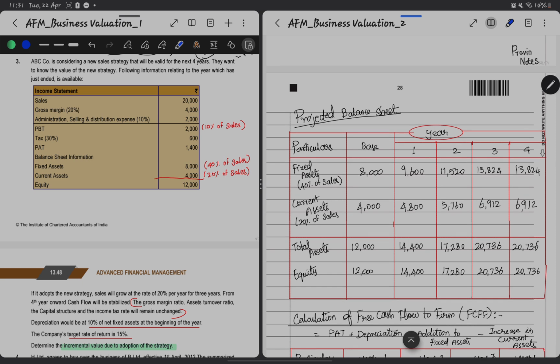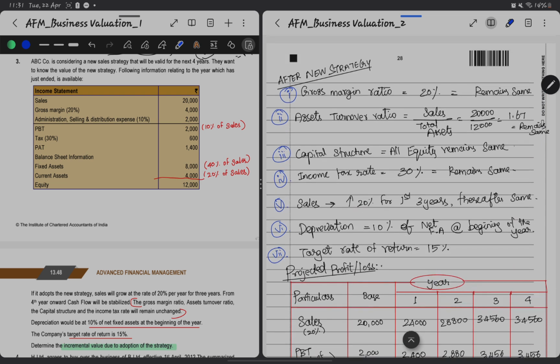Going to next step, projected balance sheet. Fixed assets and current assets are 40% of the sales. Since they told the asset turnover ratio remains same, that signifies whatever portion we increase the sales, the same portion we can increase the total assets also. Let's say in this case 20,000, if we multiply by 1.2, means 20% is extra. The same denominator also we can multiply by 1.2. Hence that signifies whatever the sales percentage increased, to the same percentage total assets also will increase.